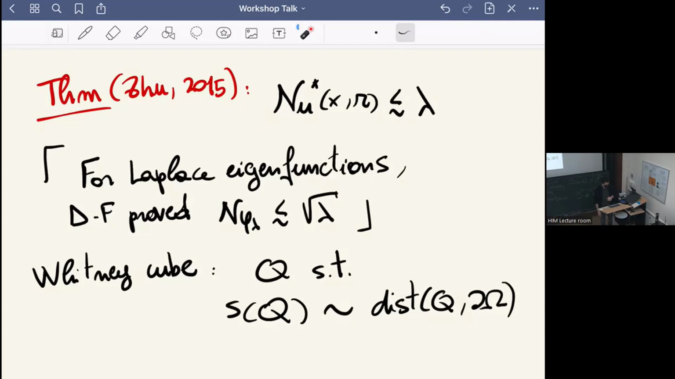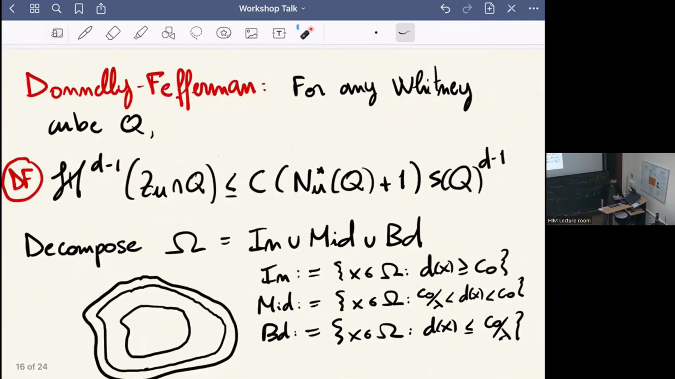Okay, so let me really dive into the scheme of the proof now. And I need to remind you, as you probably all know better than me, what a Whitney cube is in this context: it is just a cube such that its side length is comparable to its distance from the boundary. And in this notation, I can reformulate the big result of Donnelly-Fefferman, which says that if I have any Whitney cube, then the d-1 dimensional Hausdorff measure of the nodal set of u inside this cube is bounded by a constant times the doubling index in the cube plus 1, times the side length of the cube to the d-1.